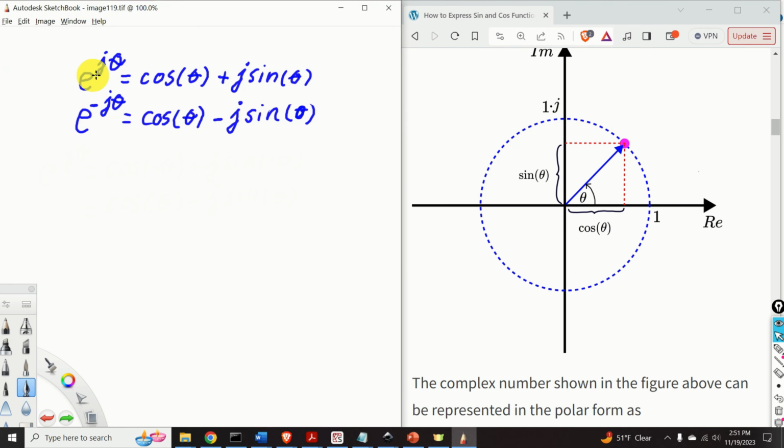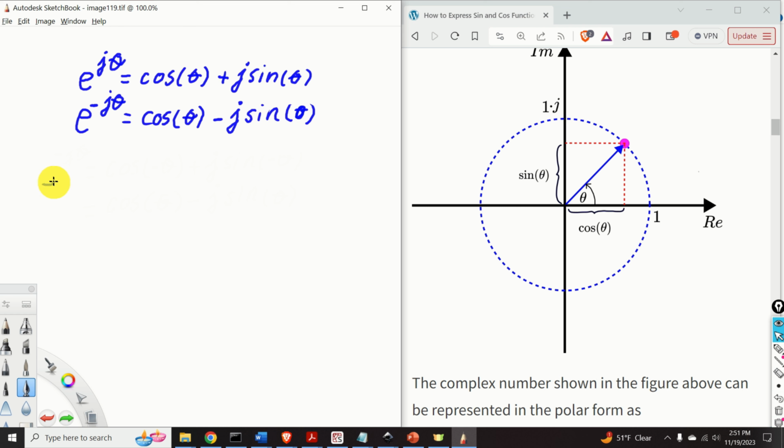We can think of these two equations as two equations with two unknowns. The unknowns are cosine of theta and sine of theta. Consequently, by solving these two equations, we will compute sine of theta and cosine of theta, and we will derive our formulas. Let's start with sine of theta. I will take the first equation, and from that equation I will subtract the second equation.